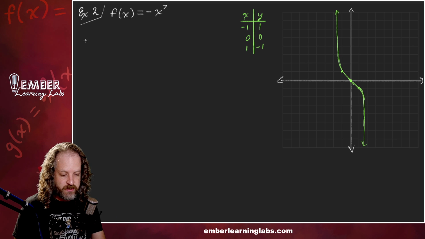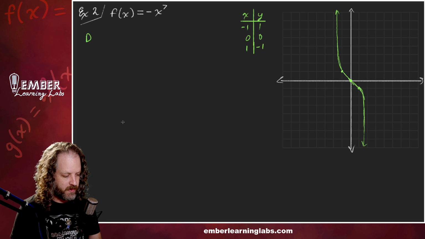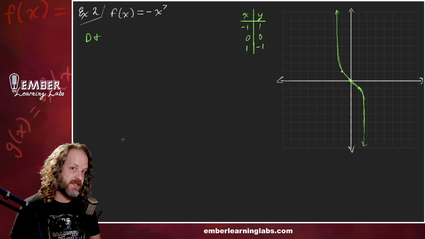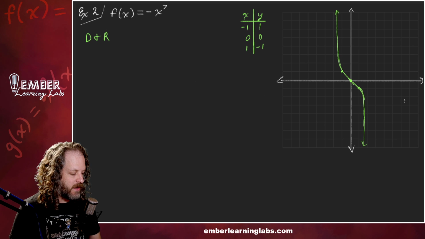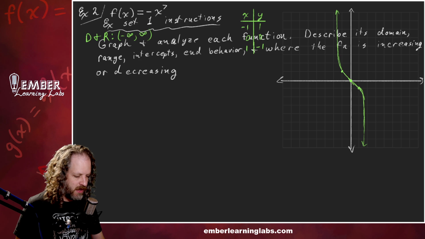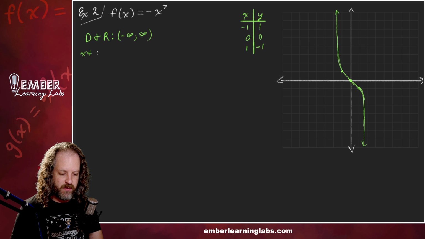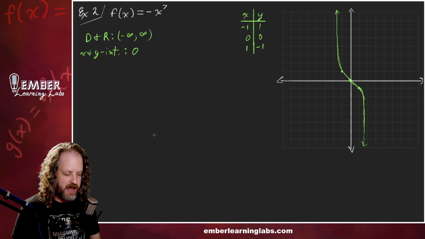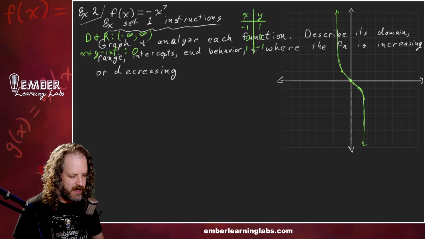That's pretty common. All right, so we need the domain and range. Because it's odd, they're both the same. Both of them are all real numbers, negative infinity to positive infinity, right? So domain and range are both the same. Intercepts and end behavior: it's got the x and y intercepts at 0, and then the end behavior and where it's increasing and decreasing.